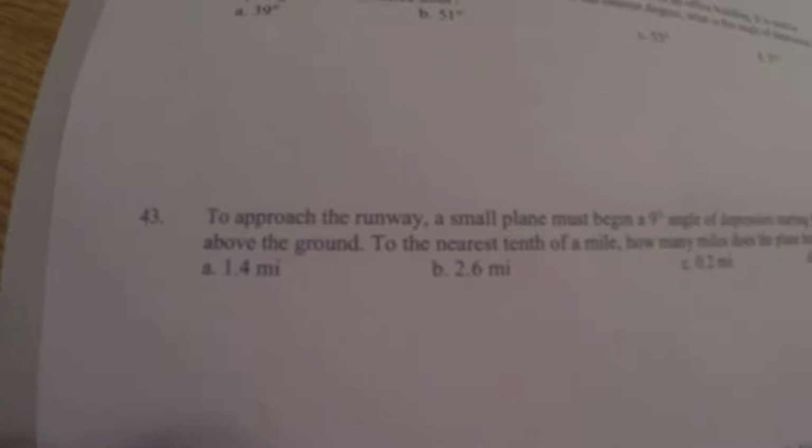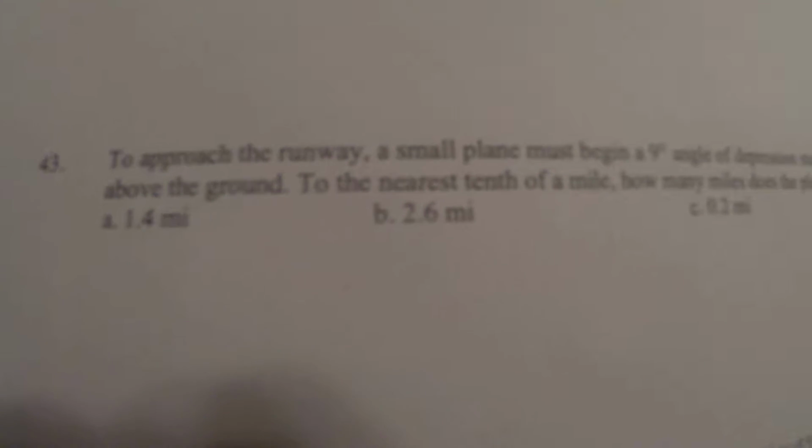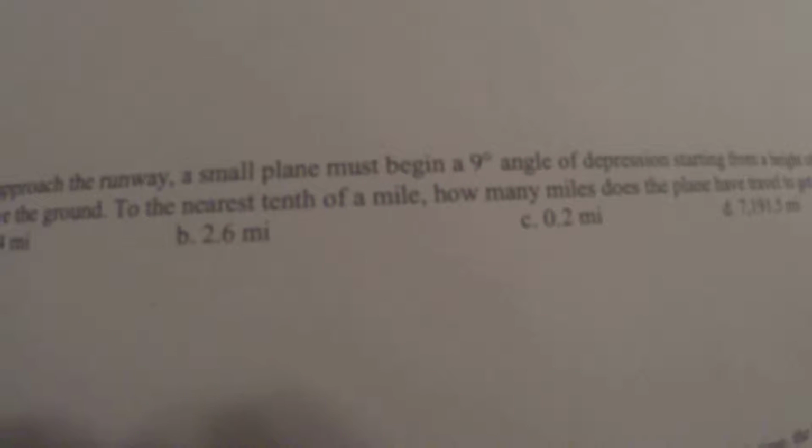43. To approach the runway, a small plane must begin at a 9-degree angle of depression, starting from a height of 1,125 feet above the ground. To the nearest tenth of a mile, how many miles does the plane have to travel to get to the runway?